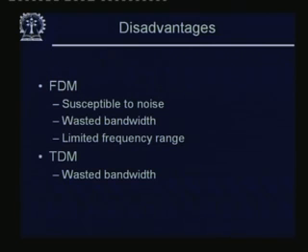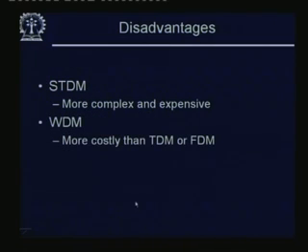Now, just a quick look at the disadvantages. FDM, as I mentioned earlier, is susceptible to noise, and wastes bandwidth because of guard bands, etc. And of course, one frequency band is being permanently given to one user, and if the user's behavior is very bursty, that is a lot of wasted bandwidth, and we also have a limited frequency range. In TDM there is also wasted bandwidth for the same reason. STDM takes care of that problem in TDM, but it is very expensive.